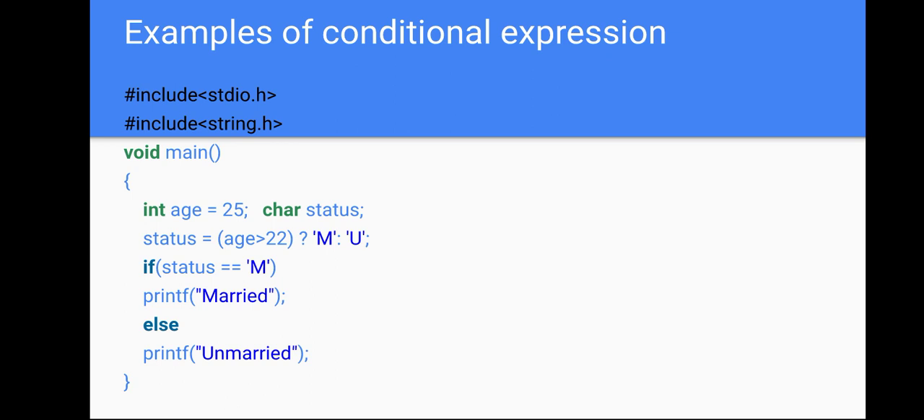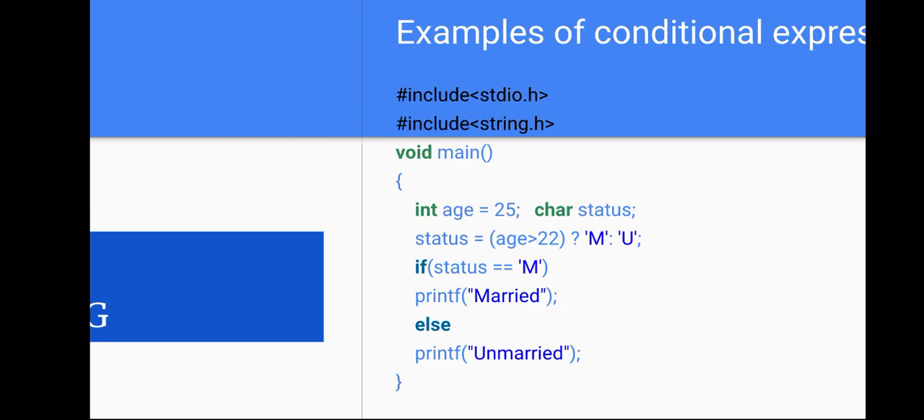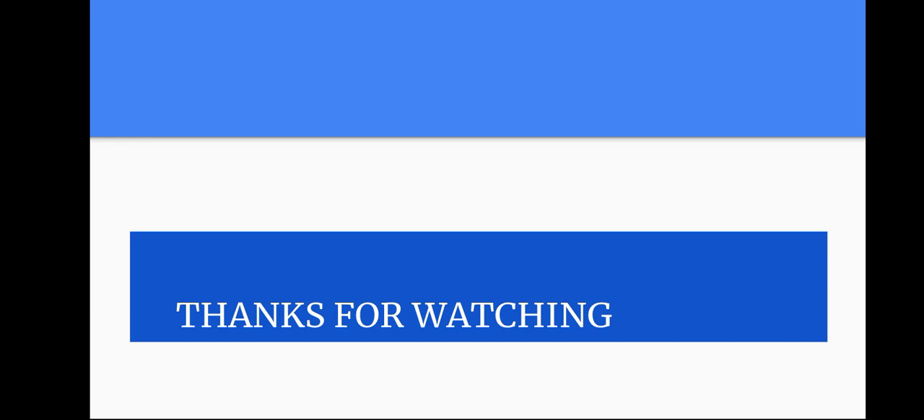So by this we have an if statement: status is equal to U means unmarried, status is equal to M means married. So this is one ternary operator, a conditional operator which helps to do this type of checking. Okay, so I hope you understood the simple logic behind the expressions in C, and thanks for watching.